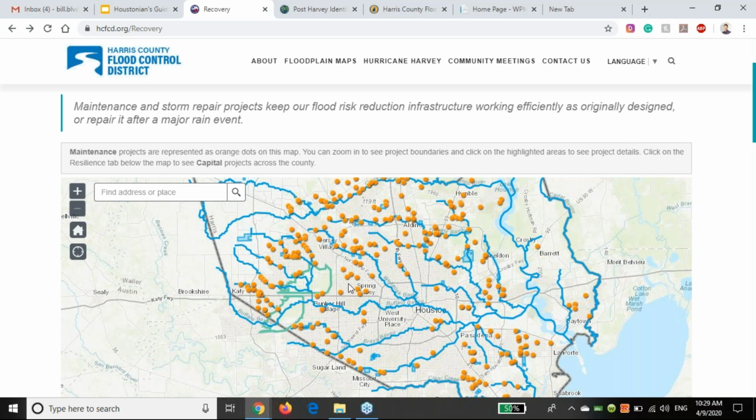What I think is important for all of us to understand is that this bond issue and these projects had been in the works for a very long period of time. This was the low-hanging fruit of the things that we could get done as quickly as possible. But it's very clear to everyone that this was just the beginning.